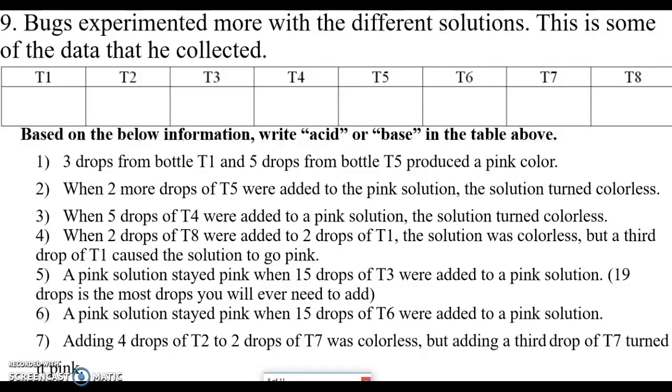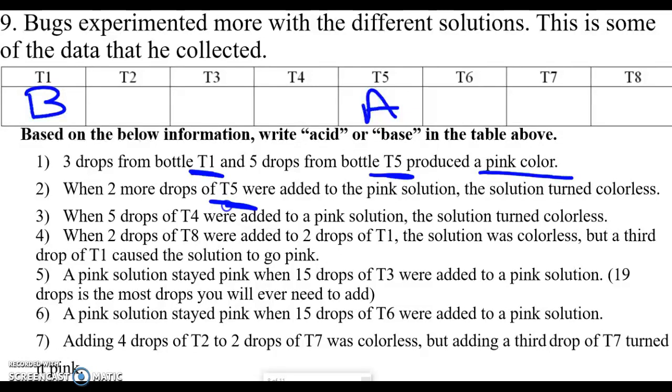Number 2, when 2 more drops of T5 were added to the pink solution, the solution turned colorless. That means T5 must be an acid, and T1 is a base. Again, this one is the base, and this one is the acid, and that's why it turned pink, because we put the phenolphthalein in the acidic solutions.